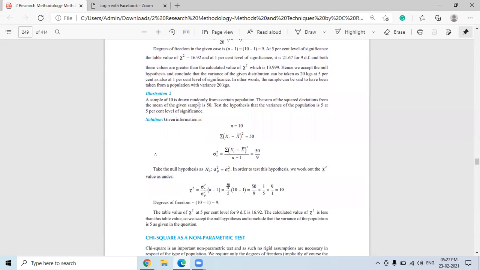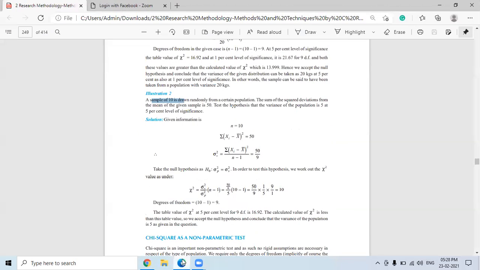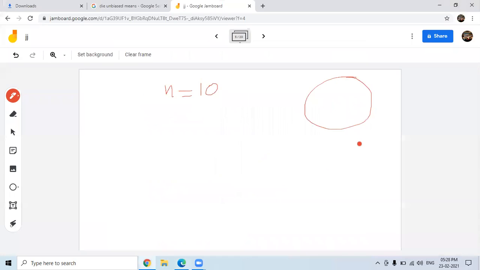Next is problem number 2, the second question. This is again similar to problem number 1. A sample of 10 means n is equal to 10, drawn randomly from a certain population. So you have a population, and you have to take 10 samples from this population.